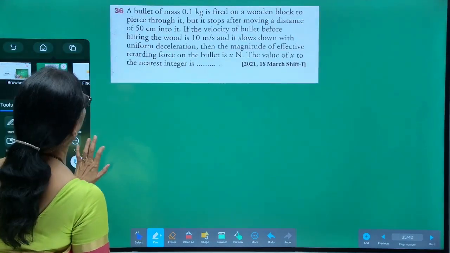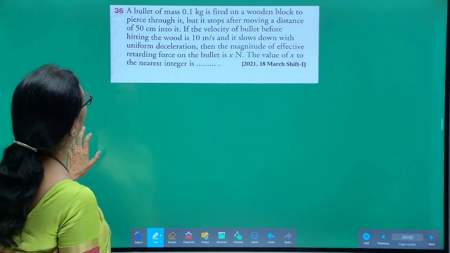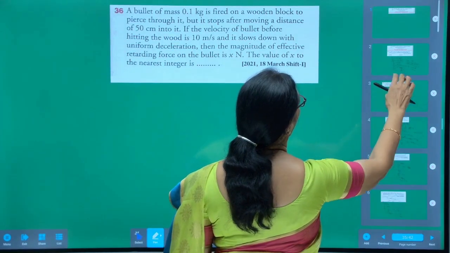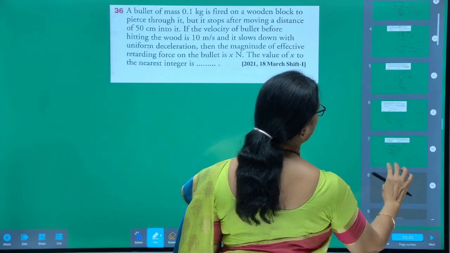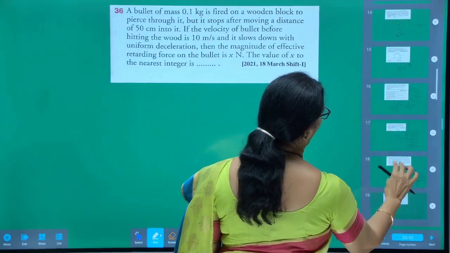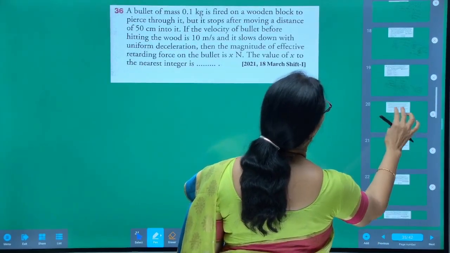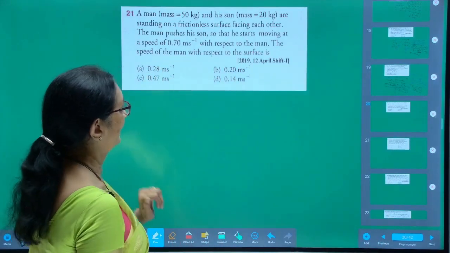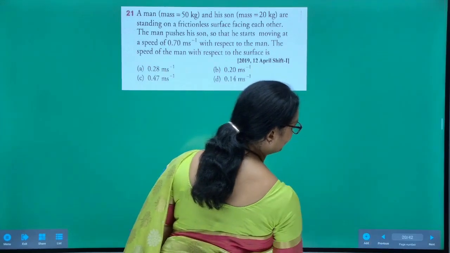See here, actually we have completed till... I think in the last session we have completed up to 20 problems. See here, let us continue with this problem.